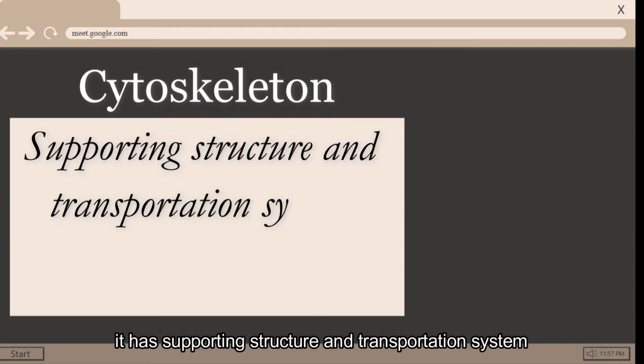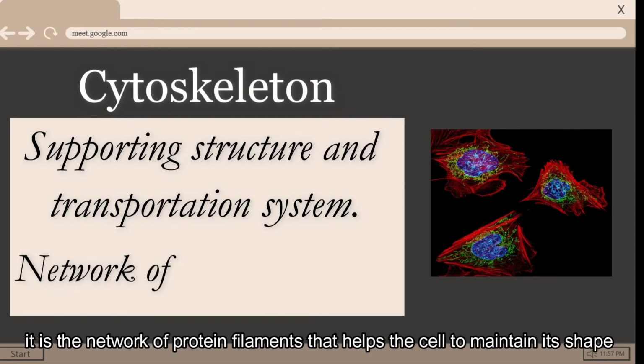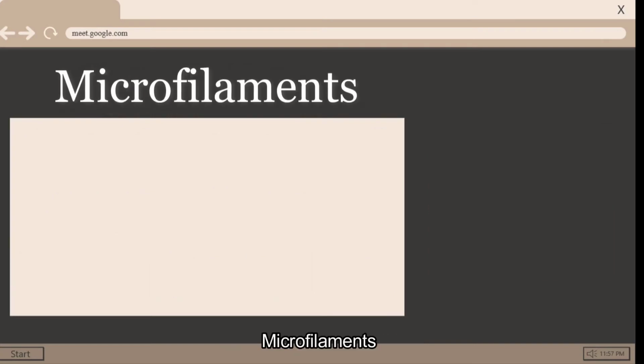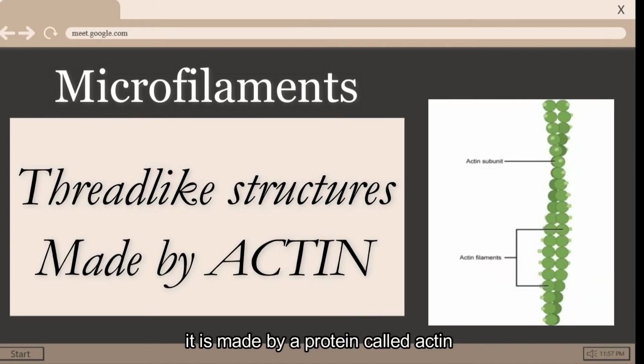Cytoskeleton. It is a supporting structure and transportation system. It is the network of protein filaments that helps the cell maintain its shape and helps the cell move. Microfilaments. They are thread-like structures made by a protein called actin. Assembly and disassembly help the cells move.